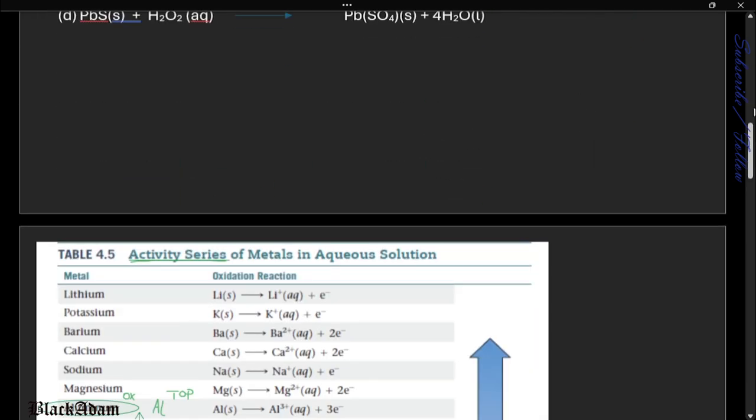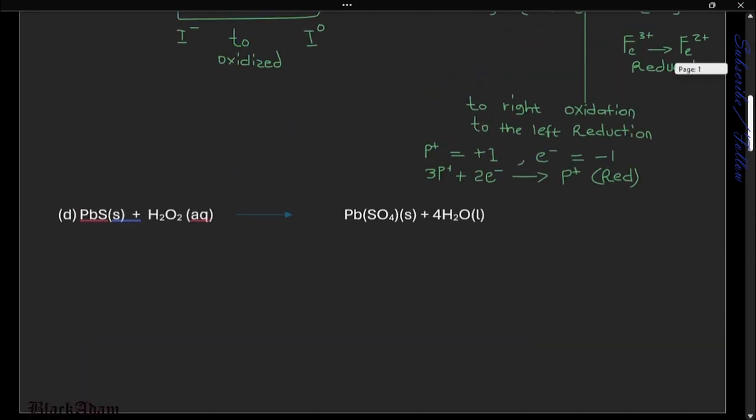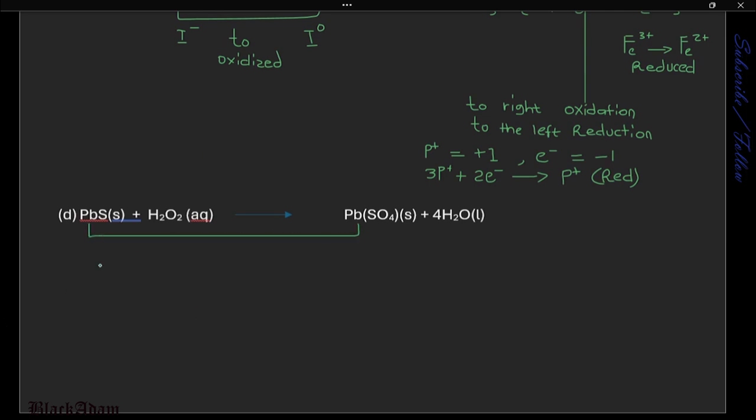And the other thing we're going to look at is our last question. Our last question there is lead sulfide plus hydrogen peroxide. So lead there, we have lead which is 2 plus, and then also lead there which is 2 plus. So nothing happens there, no oxidation, no reduction, because there's been no change. So that's nothing happening there.